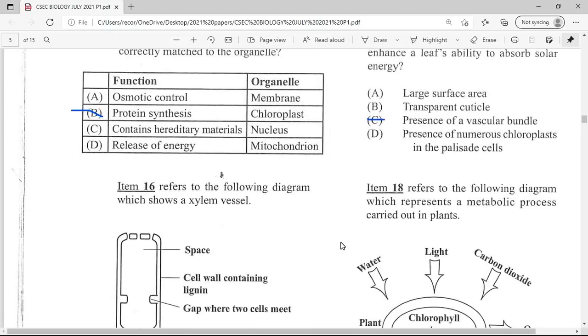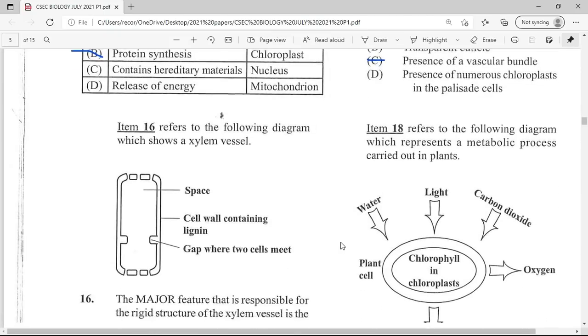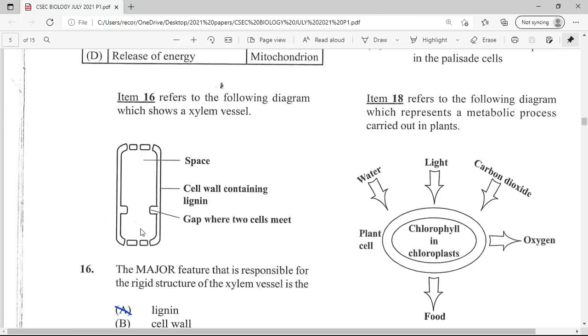When you look at 16, it refers to the following diagram, which shows a xylem vessel. We know that the xylem vessels are dead. One of the things we need to know about the xylem vessel when we study biology is the functional and structural differences, as it were, for the xylem and the phloem vessel. So here we're seeing the hollow space in the dead xylem vessel. And we're seeing here the enrolls.